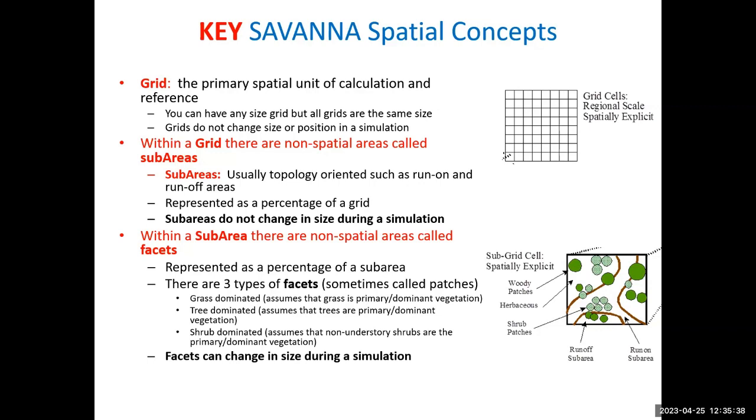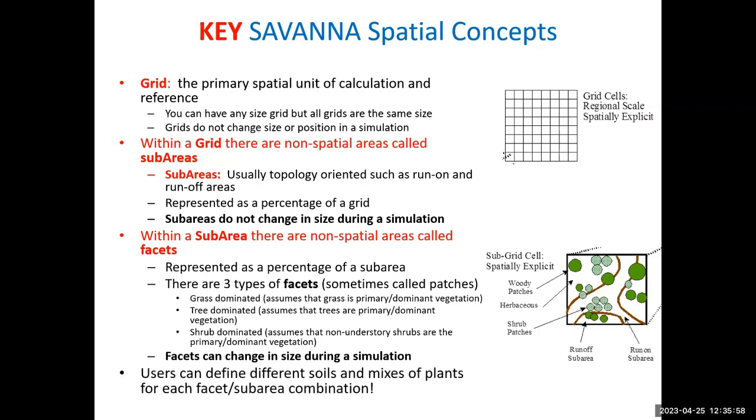So if you're out west in the United States, you could have a juniper, a shrub that comes in and takes over. You could have a shrub-dominated landscape as well. And these facets shrink and swell. They change during a simulation. So that's what makes them a great advantage, is this idea that they can change. And again, you can mix and match these to what you like.